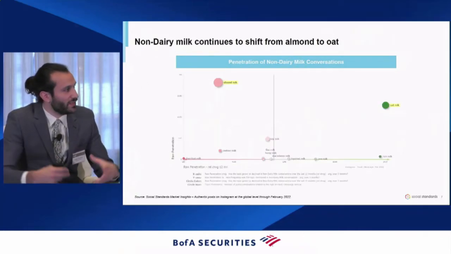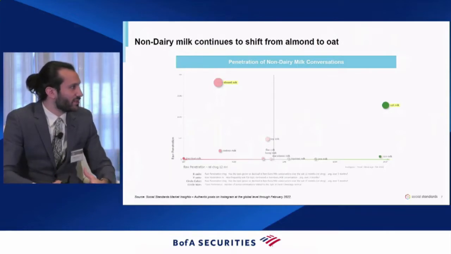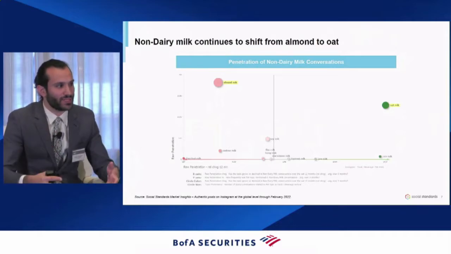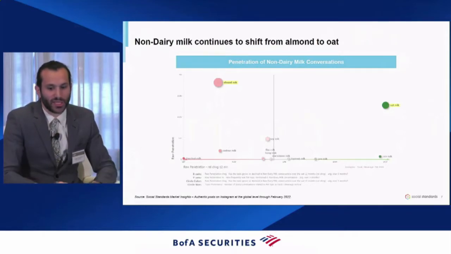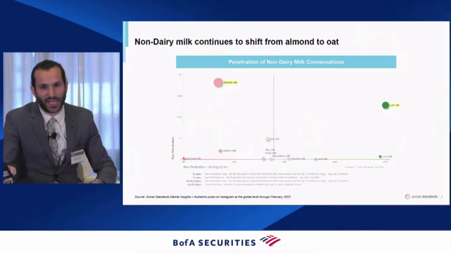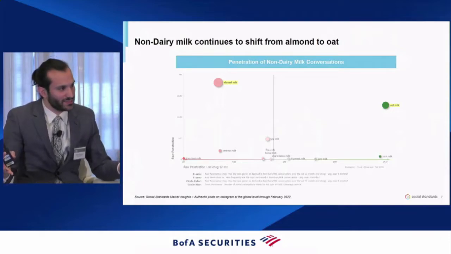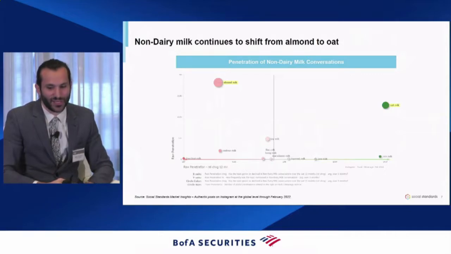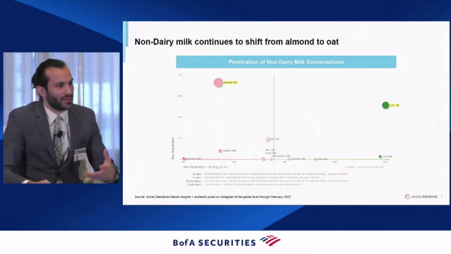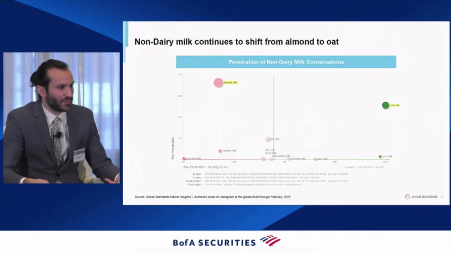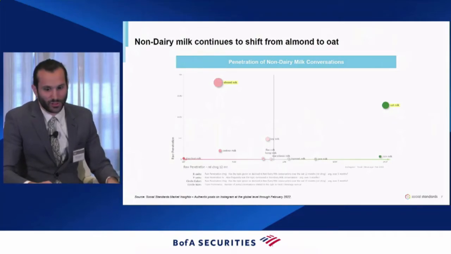In addition, within the non-dairy milk space, we're seeing some of these conversations shift from almond to oat. The y-axis here is representative of penetration or co-occurrence of non-dairy milk conversations. The x-axis is the change year over year. You can see here, oat and almond are the two biggest. Soy is further down the list, not changing too much year over year. Oat continues to grow, while almond milk continues to decline as a share of non-dairy milk conversation. So if there's any portion of the non-dairy milk category that is growing, it's oat, not almond.